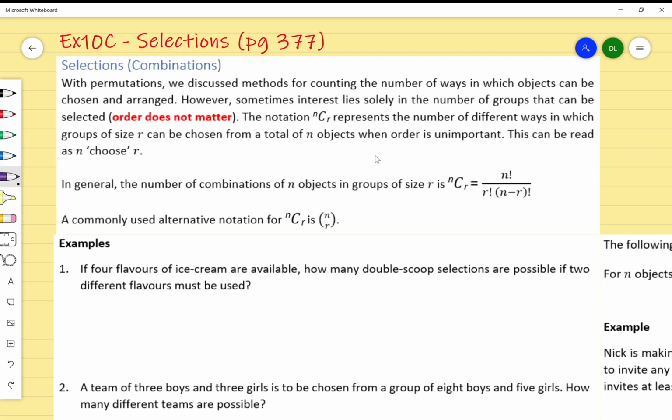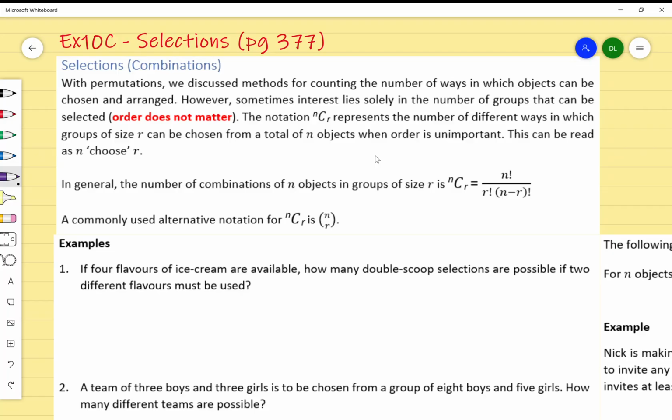Hey 11th, today we're introducing something called Selections, which is exercise 10C on page 377 of your textbook. Over the last couple of lessons, we learned what counting methods are and how we apply them to find the number of possibilities available.